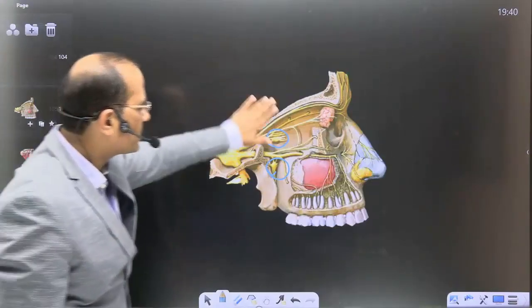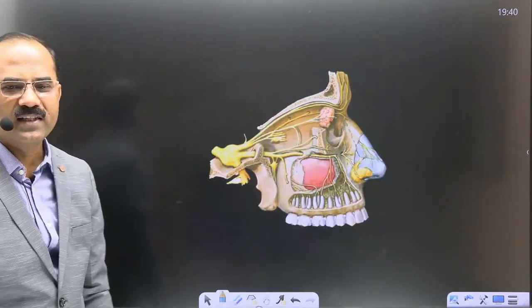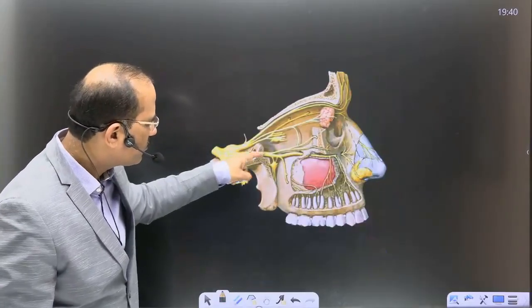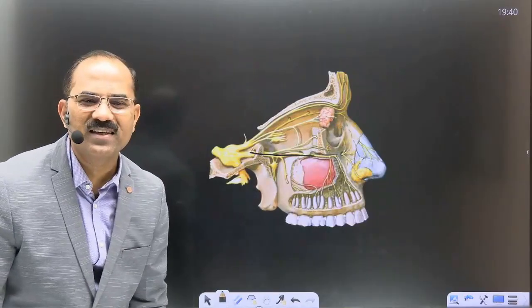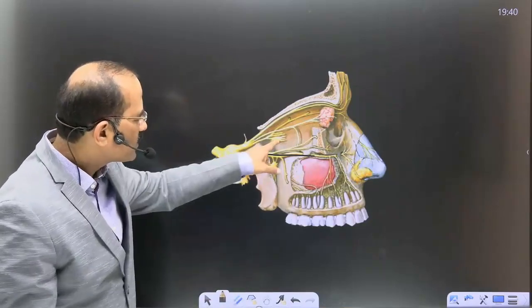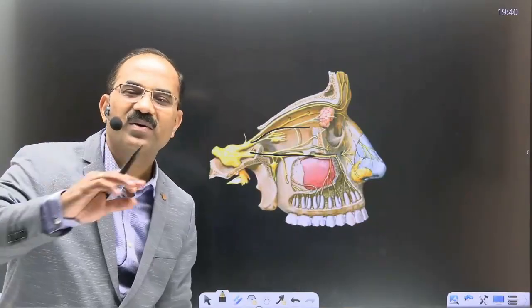Look at this one slide once again. What is this ganglion? Pterygopalatine ganglion. What is this nerve from which it is hanging? The maxillary nerve. What is this relation? Structural. What is this ganglion? Ciliary. What is this nerve? Nasociliary. What is that relation? Structural.